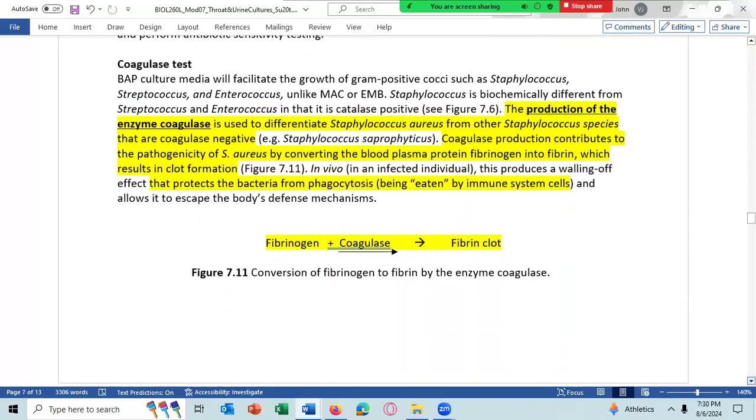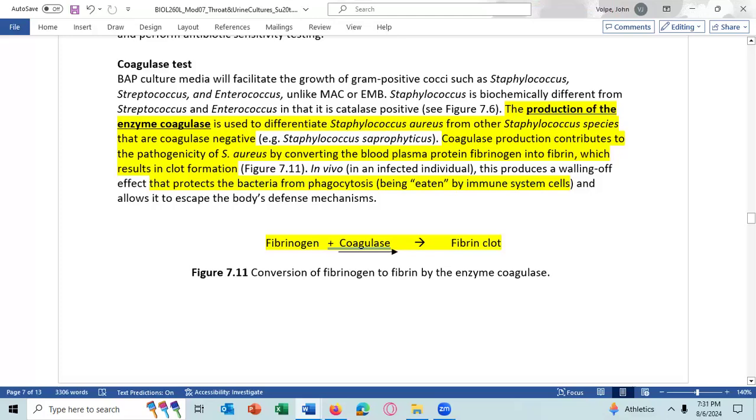All right, some tests that are done on the bacteria that then grow out of the urine culture is the coagulase test. Coagulase is looking for the enzyme coagulase, which is used to differentiate Staphylococcus aureus from other members of the staphylococcal family. The other members of the staphylococcal family are coagulase negative, and Staphylococcus aureus is coagulase positive.